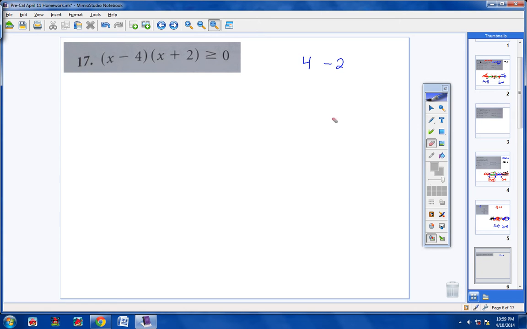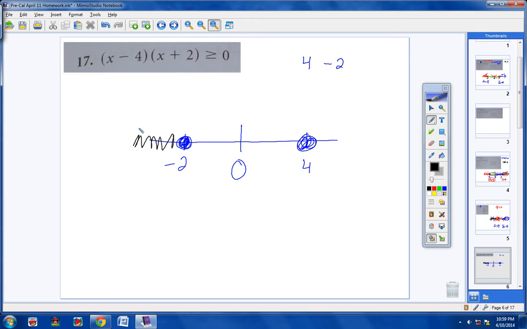So the next thing we do in these problems is we put those critical values on a number line. Here's 0, here's 4, over here is negative 2, and because of the equal sign right here, we do close both of these points. All right, now let's start off with this section over here. We'll call it a black section, and we're going to test negative 3. Well, negative 3 minus 4 gives me a negative 7. Negative 3 plus 2 would be a negative 1. And when you multiply negative 7 times negative 1, you get a positive 7. Positive 7 is definitely greater than 0. So that section definitely works right here.